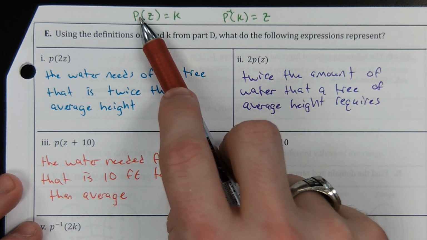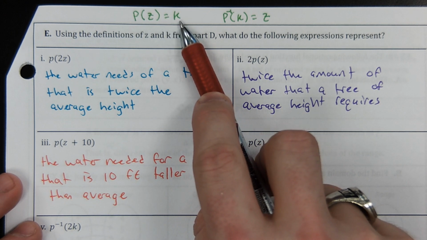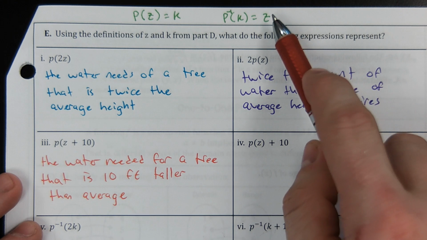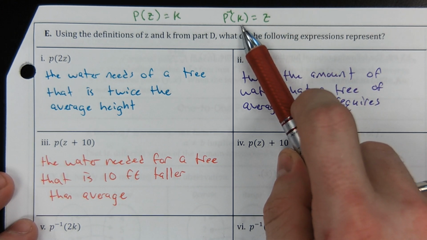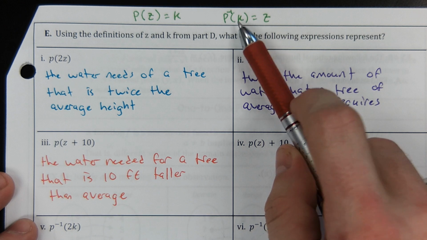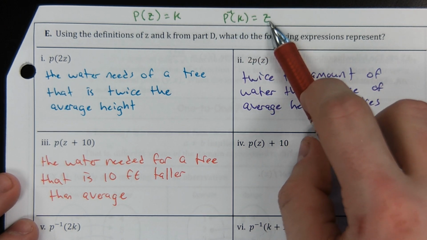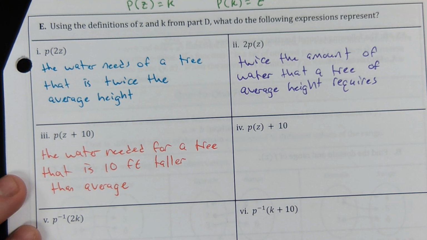A tree of average height uses K gallons of water. And this says, you uses K much water. So would you say a tree that uses that much water is that tall? There you go. So a tree that uses this much water is this tall. Okay, so it stays the same.